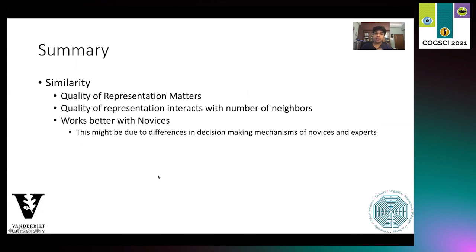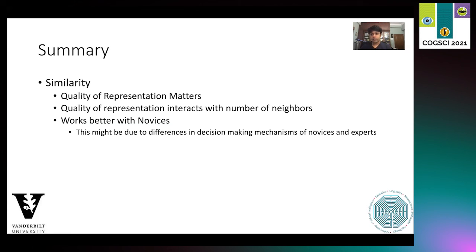So as a summary, we observe that the quality of the representation matters. The quality of the representation interacts with the number of neighbors. So if you're using more decisions, it's more important for you to use a good quality representation. And finally, it works better with novices. It doesn't really work well with experts. This might be because experts might be biased, whereas novices are noisy. So if you have noise, then this sort of smudging process by looking at the neighbors can actually fix it.